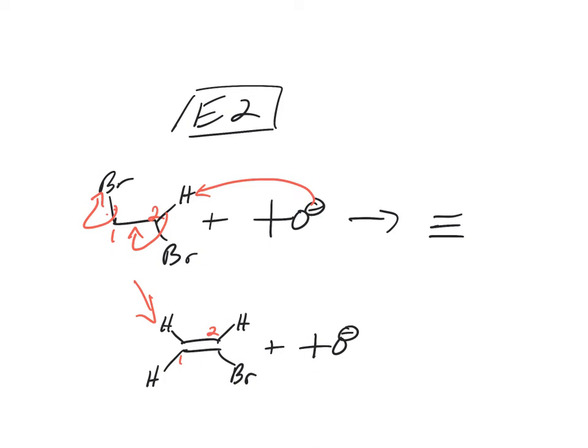So now we need to eliminate the bromine that's attached to carbon 2. So which hydrogen should we take? Should I take hydrogen A or hydrogen B? B, right? Because again, we want things to be anti-periplanar, 180 degrees apart. Now we can see it a little better. If we had the wedges and hatches here, we would have seen it.